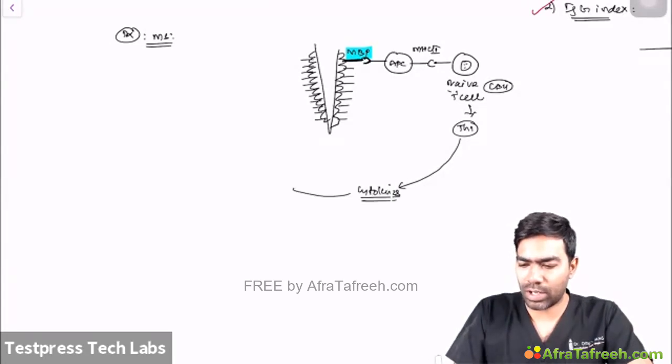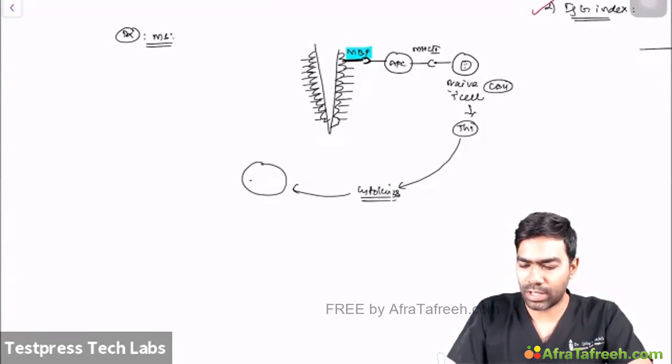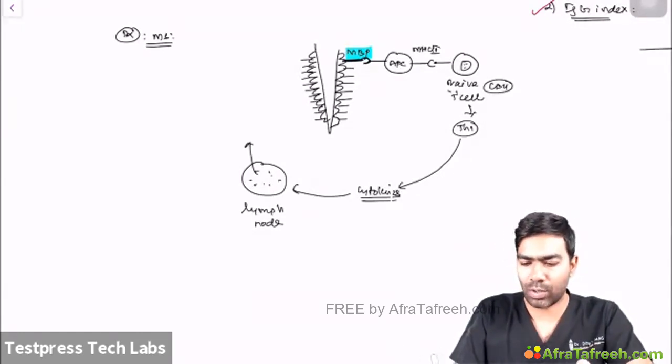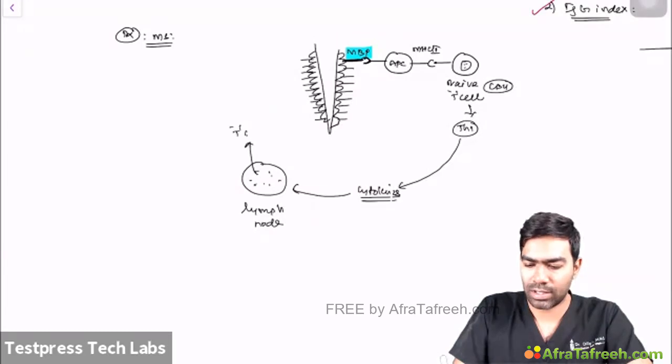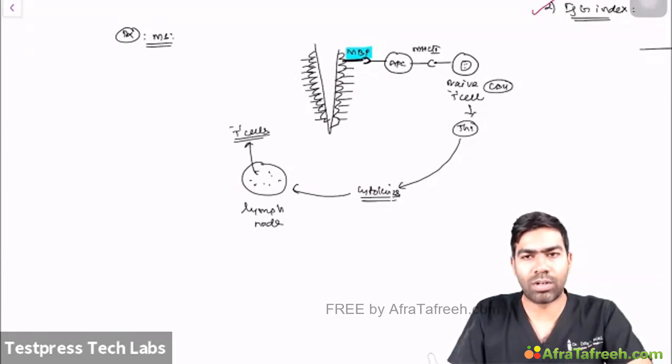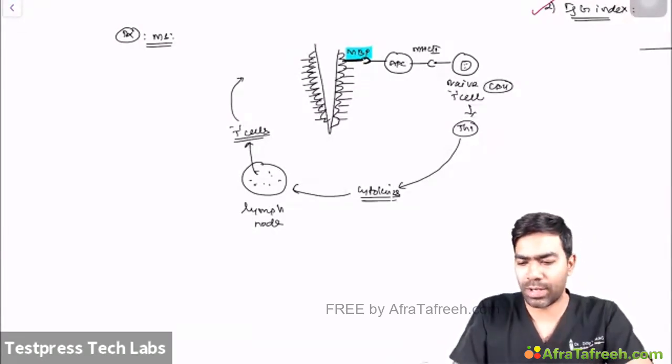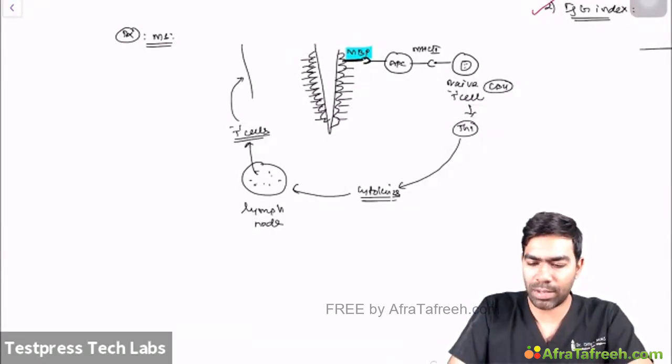These cytokines are going to stimulate the local lymph node, and once it's stimulated by the cytokines from the T helper 1 cells, it's going to release more and more T cells and more inflammatory cells. These T cells and inflammatory cells will now have to enter the blood-brain barrier.